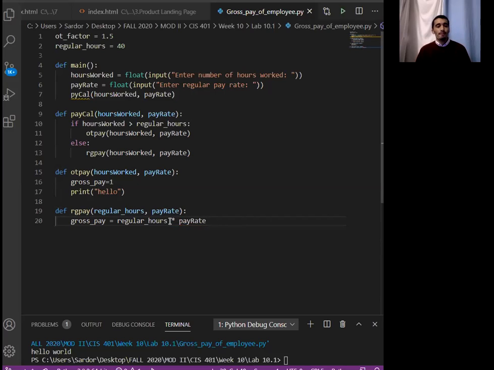So what does this mean? This means we're finding how much the worker is getting paid just by multiplying the hours that he worked, which is less than 40 or 40, with how much he's getting paid per hour.